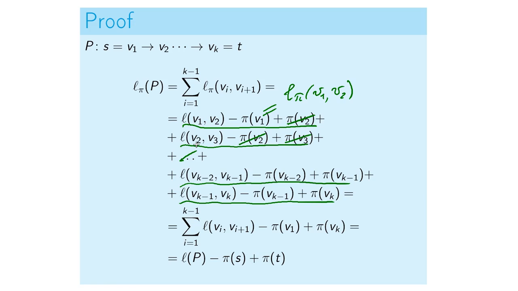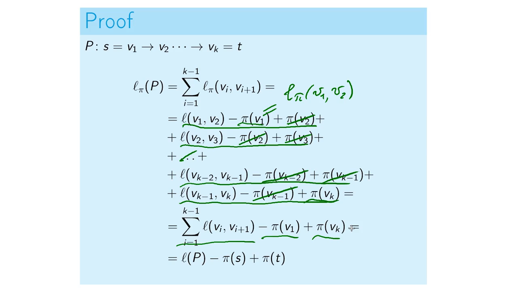And the same will happen with pi of vk minus 1 and minus pi of vk minus 1. So most of the terms, including this pi of vk minus 2, will cancel out. The only thing that is left is the sum of the length of the initial edges minus the first potential of the starting vertex, minus pi of v1, and plus pi of vk, the last vertex. Those are the only two summands of the form pi of something which don't cancel out.